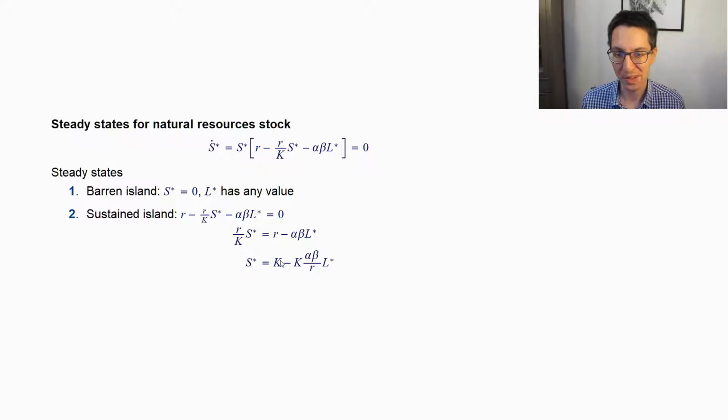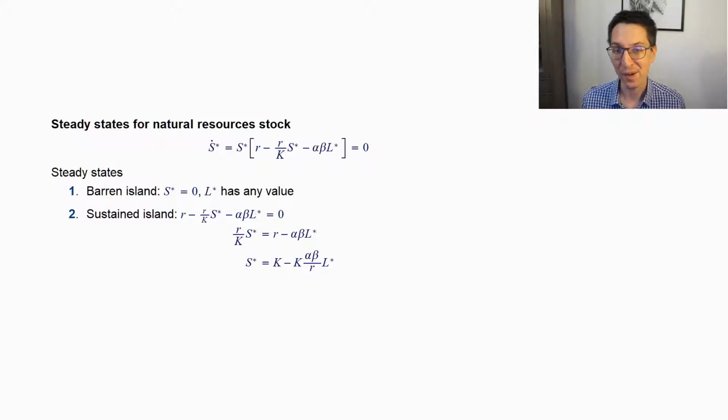So how do we interpret this inverse relation? Think about it. Why is there a minus in front of the term for L star? Well, because if L star is higher, if there are more islanders on the island that are harvesting, then S star cannot be too close to carrying capacity, otherwise the natural growth would be 0. So it means that the stock S star has to be not too large compared to the carrying capacity.